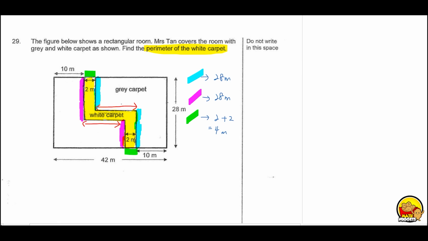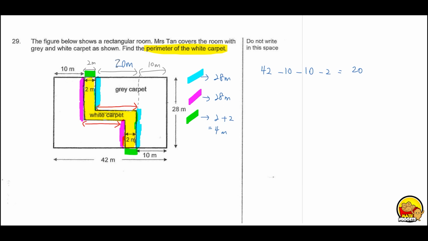Now if we were to extend the line, let me extend this line up. We know that this is 10 meters, right? And we already know that this is 2 meters. So what is this part here? How do we find that? The whole length is 42. I'm going to take away 10, take away 10, take away 2. So 42 minus 22 gives me 20. So this unknown part is 20 meters.